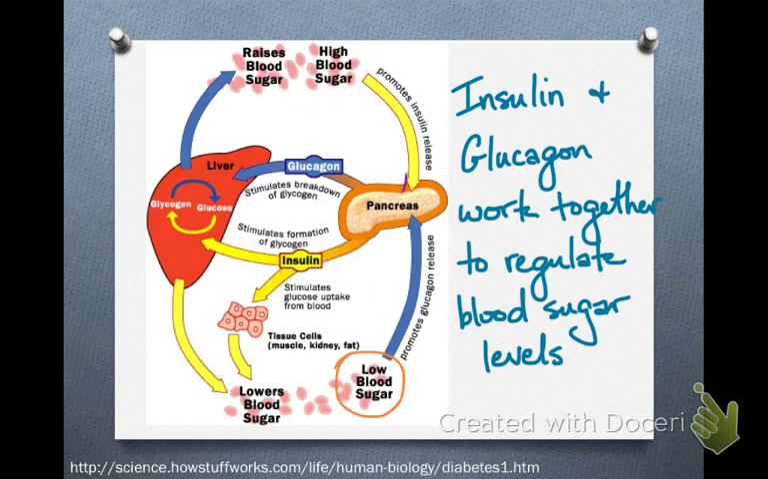Or, conversely, if your blood sugar is low, then glucagon is released. And so in your liver especially, but glycogen is actually also found in your muscle cells, that glycogen will turn into glucose and raise your blood sugar. So glycogen is just a large complex carbohydrate, and it can be broken down into smaller glucose molecules.